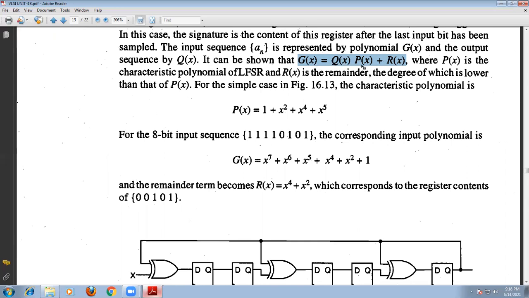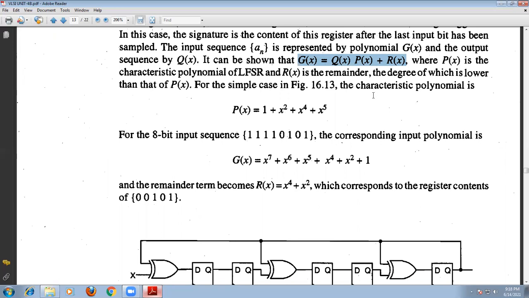So we are going to divide g of x, the input polynomial, by p of x, which we call the characteristic polynomial. After division, we get the quotient called q of x, and we also have the remainder called r of x. And this r of x we can call the signature in this case.